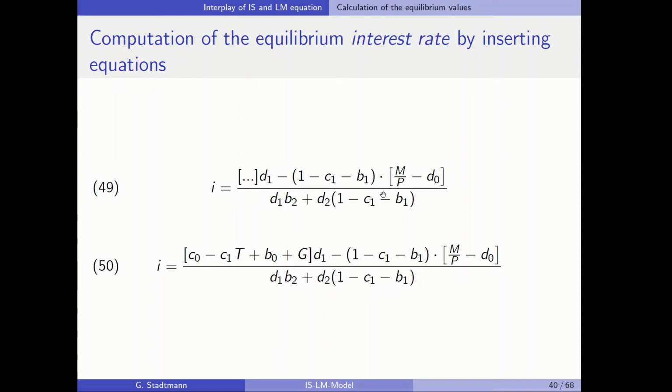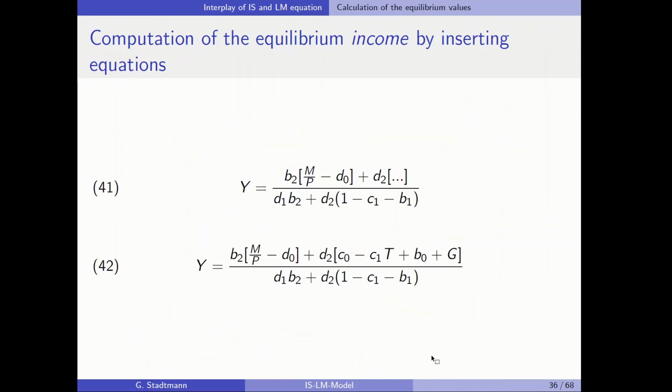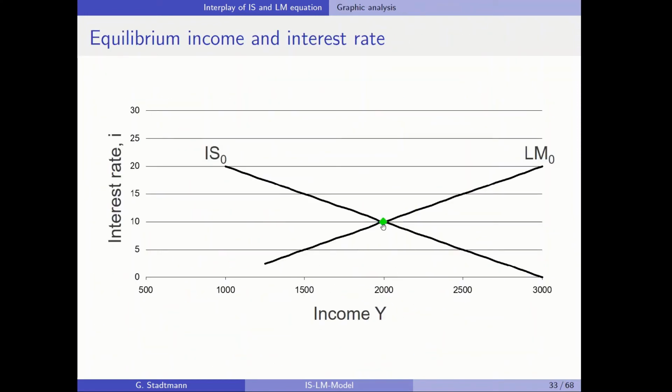Then we get to this expression, and we are inserting here, instead of the 3 dots, our definition of the autonomous components. Nothing else has changed. Now that we arrived at equation 50, we can insert all the different parameters from the money market and the goods market, and the exogenous variables from the money market and the goods market. Then, in the end, we are able to compute that the equilibrium level of the interest rate is equal to 10%. So we were able to confirm that the equilibrium level of the interest rate is equal to 10%.